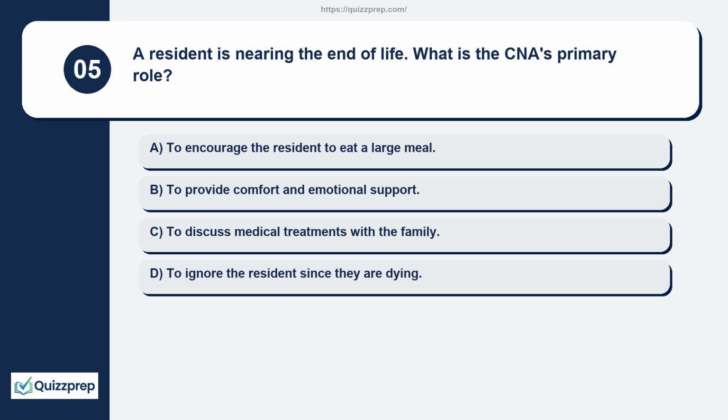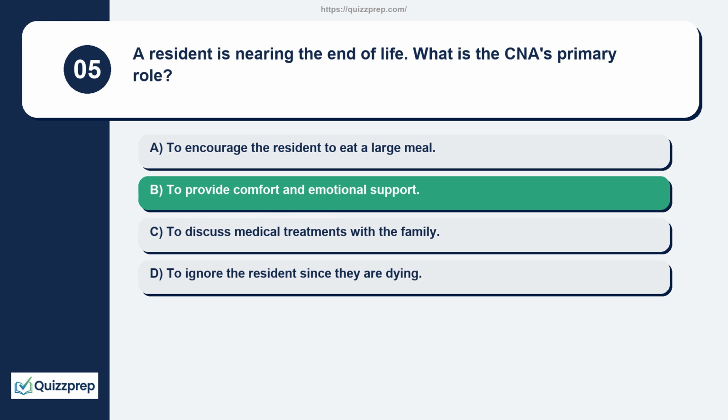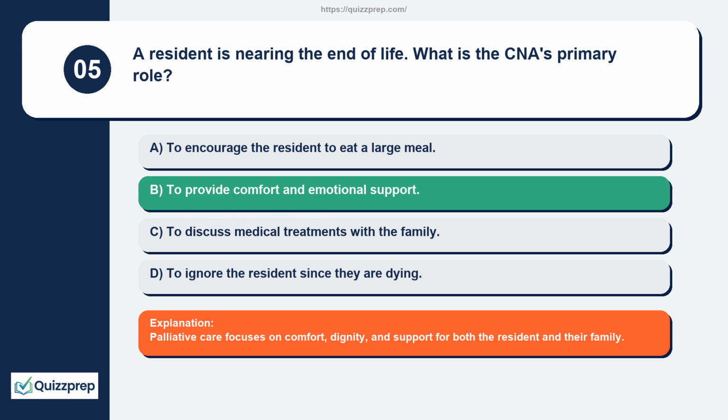Question 5. A resident is nearing the end of life. What is the CNA's primary role? To encourage the resident to eat a large meal. To provide comfort and emotional support. To discuss medical treatments with the family. To ignore the resident since they are dying. Palliative care focuses on comfort, dignity, and support for both the resident and their family.